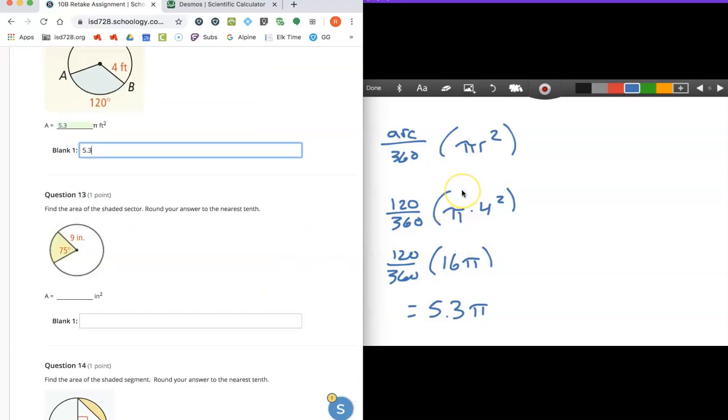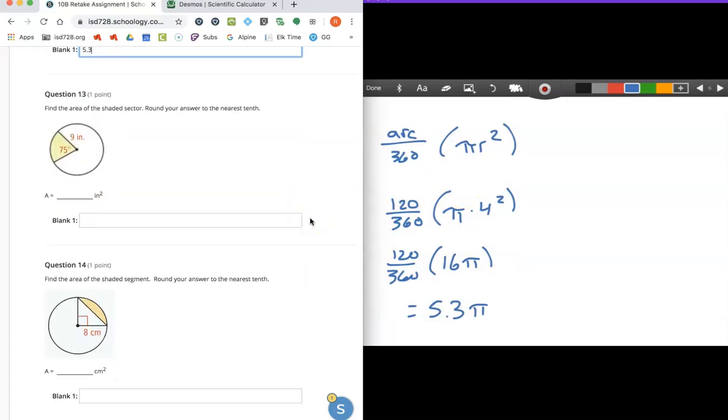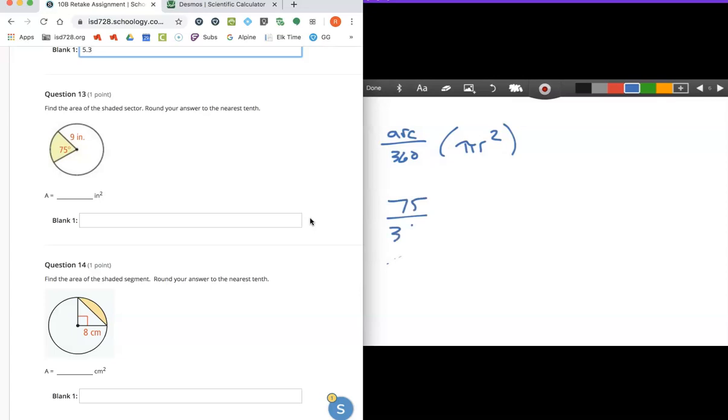All right, let's do another one. So question 13, the area of the shaded sector. All right, for this one, the amount of degrees is 75. And the radius is 9.